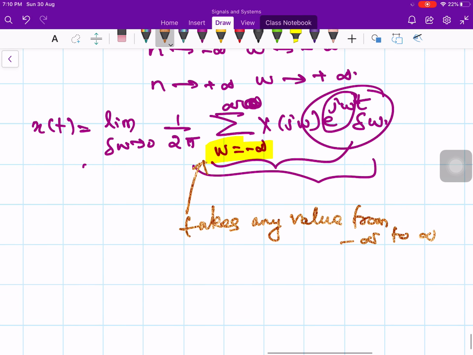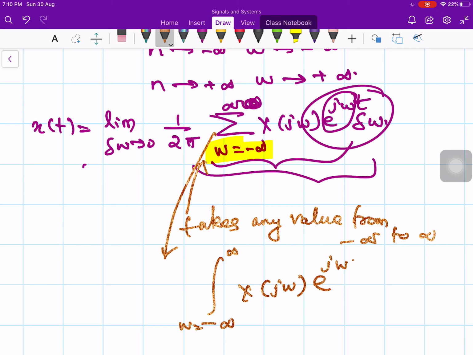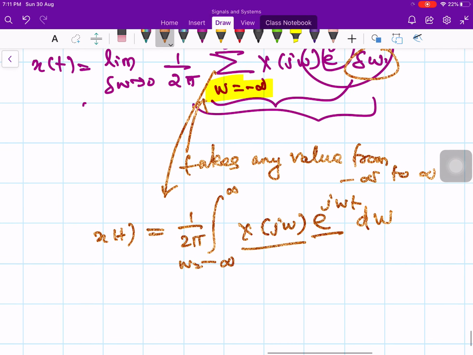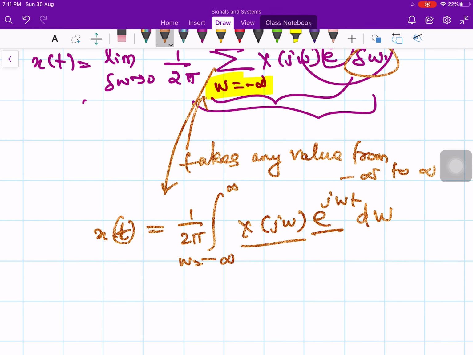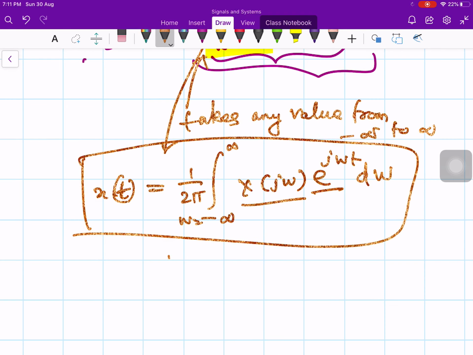Therefore, you replace the summation by integration. So omega from minus infinity to plus infinity, x of j omega e to the j omega t, and this delta omega becomes d omega. So 1 over 2 pi times this is your x of t. You are integrating x of j omega times e to the j omega t over the complete omega axis from minus infinity to plus infinity, and this is called the Fourier integral.